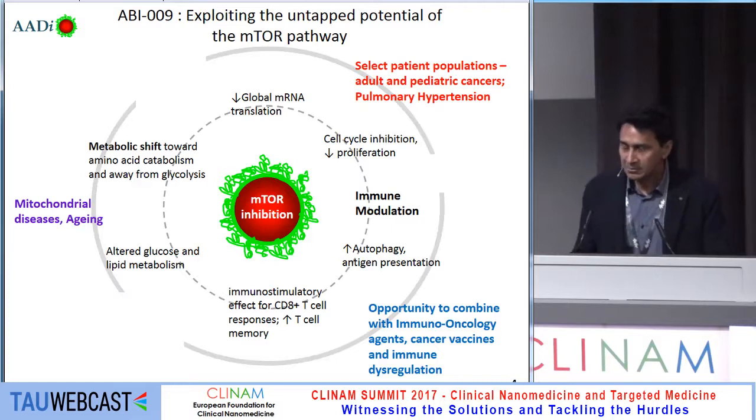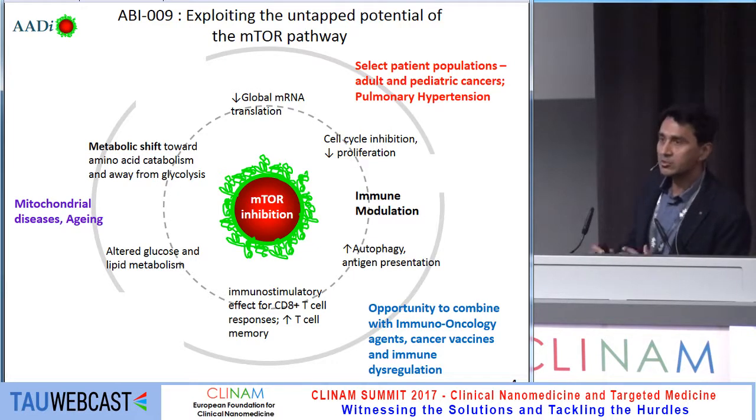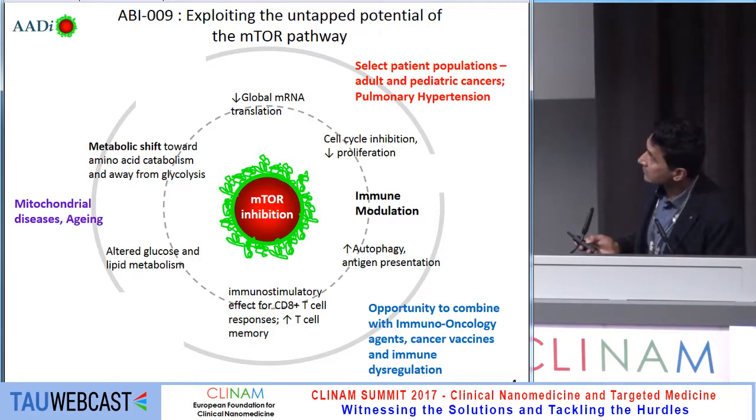So mTOR inhibitors have very interesting different types of activities, and certainly all of them have not been exploited clinically. So that's one of the goals that we want to do. And it's not just in cancer, but outside of cancer as well. So we know that mTOR inhibitors are very important in protein synthesis, so inhibition can decrease mRNA translation. It affects the cell cycle. There's immune modulation, so you have increase in autophagy and antigen presentation, and so there's a different type of application that could be used there. You can even get immune stimulation, and for CD8 positive T cells, increases T cell memory. So when you think about vaccines, etc., it might be interesting.